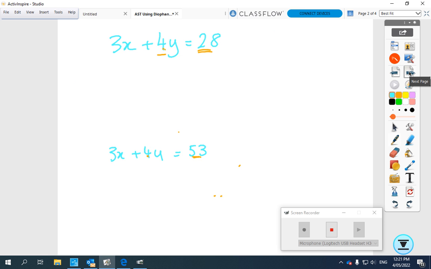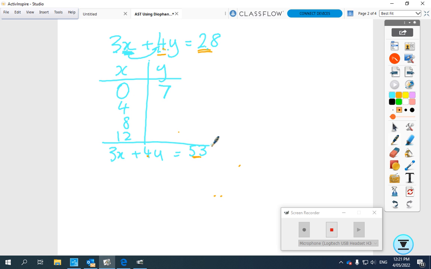So in this next one, I've got 3x plus 4y equals 28. And we set up a table of values, and we're looking for our first answer. So 3 doesn't go into 28, but 4 goes into 28. So 4 goes into 28 7 times, and so the other answer is 0. 3 times 0 plus 4 times 7 equals 28. Now the x variable will change by 4, so 4, 8, I'll put down 12 just in case we need it, and the y variable will change by 3s.